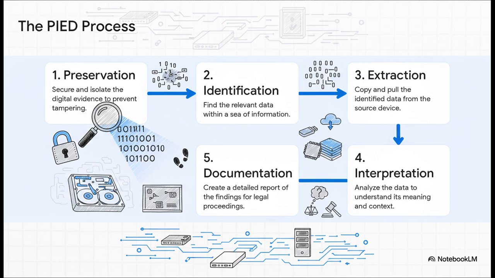First up is preservation. This is where you secure the device so nothing, and I mean nothing, can be changed. It's like putting digital police tape around the hard drive. Next is identification. This is like finding a needle in a haystack, sifting through a sea of data to find what's actually relevant. Then you have extraction, where you carefully copy that data without changing the original one bit. After that comes interpretation. This is the real detective work, analyzing everything to piece together the story of what happened. And finally, documentation. Every single step, every click is meticulously recorded in a report that might just decide a case in court.